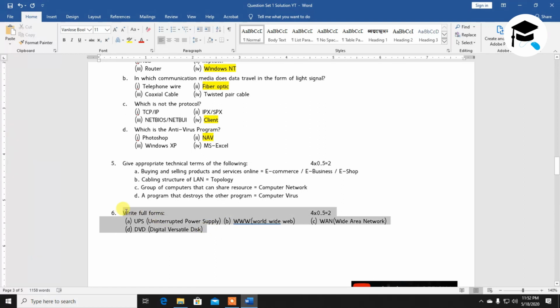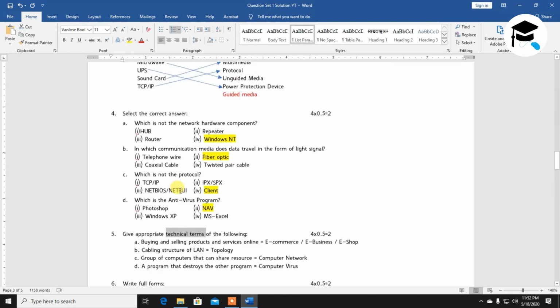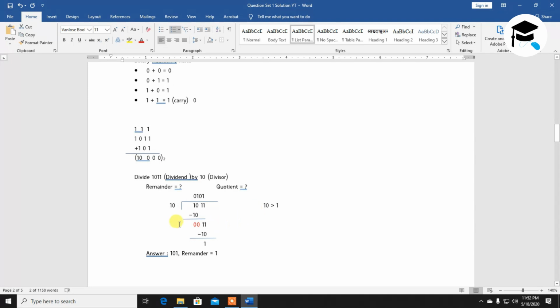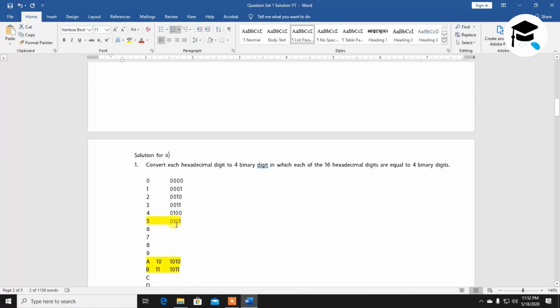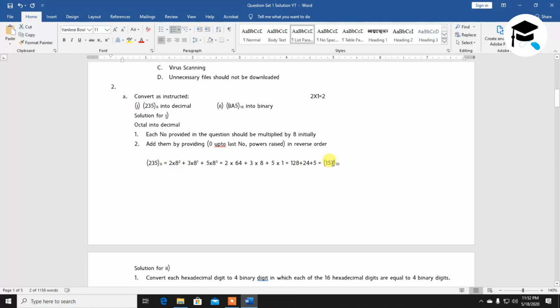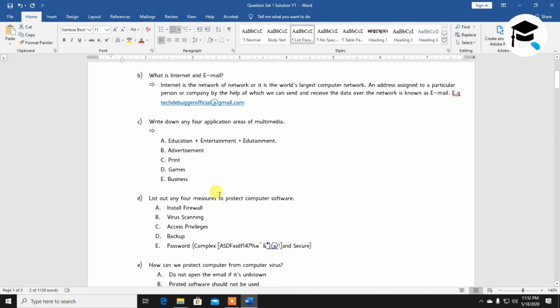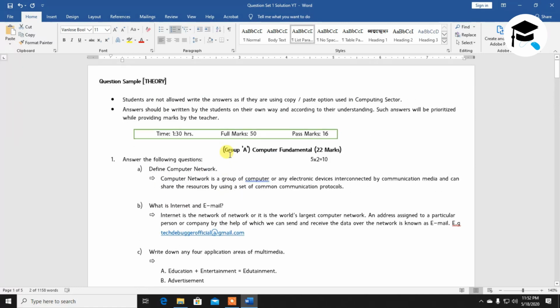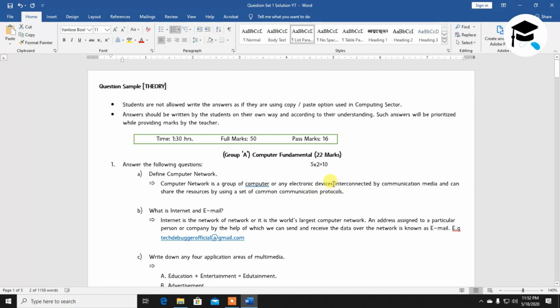So I think you have understood question number 6, writing full form. Question number 5, providing appropriate technical term. Question number 4, choosing one best answer from the given options, match the following. Okay, similarly, we divided binary numbers. We also added the binary numbers. We converted hexadecimal number into binary number. Similarly, octal number was converted into decimal number, and we wrote the answer of the following questions. So here we have solved all the questions of group A.